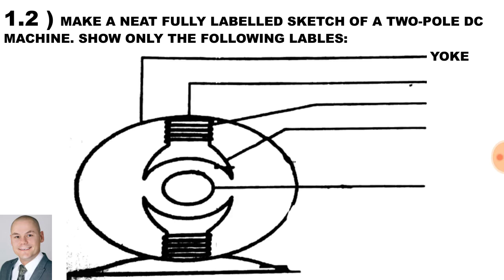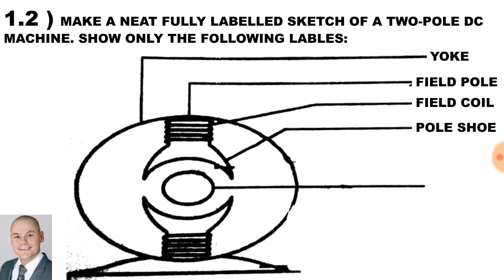Now, it's important to note that in our diagram, we are talking about the construction of a machine, and there are only two field poles, which means there is one pair. Now, the outer frame is also known as the yoke. We have the field pole, the field coils, the pole shoe, and the armature.